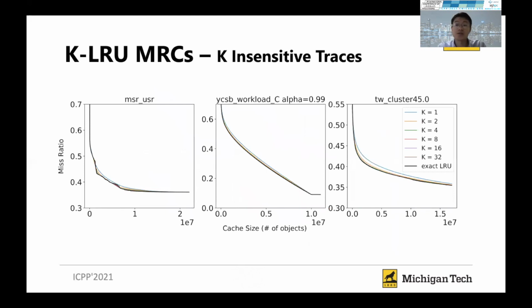There are also traces that are not sensitive to changes in sampling size. For these traces, their miss ratio curves look almost identical regardless of the sampling size. In these cases, our KRR stack can also generate a very accurate miss ratio curve with almost negligible errors.